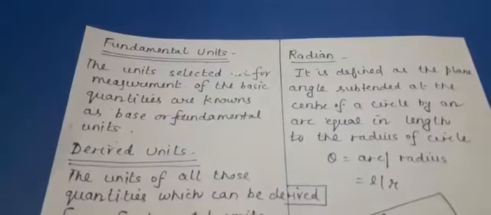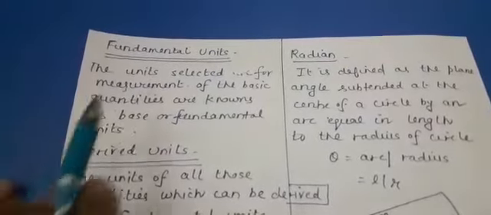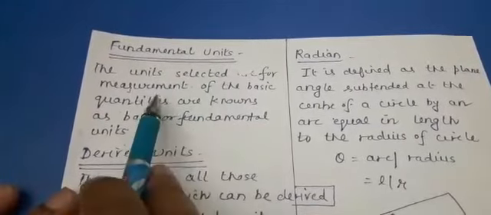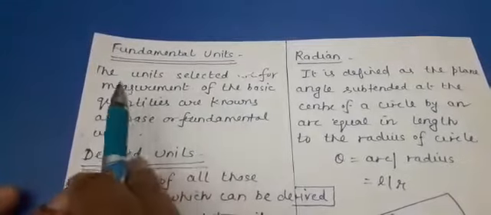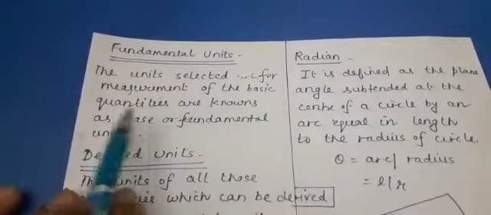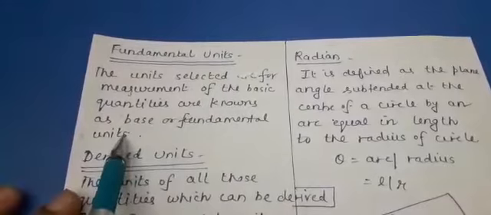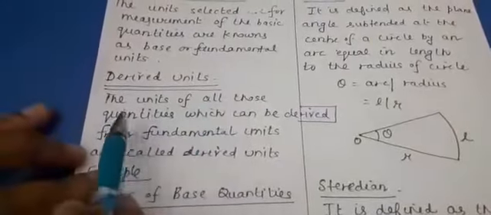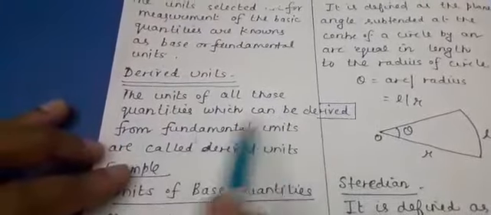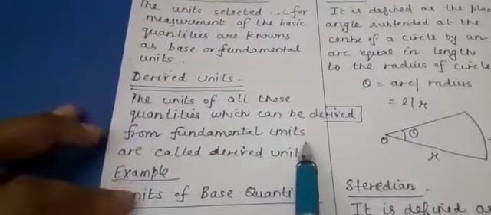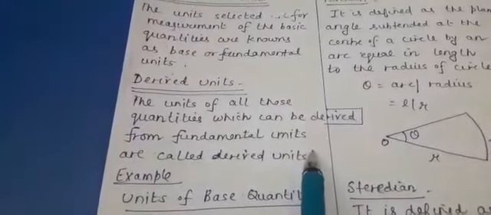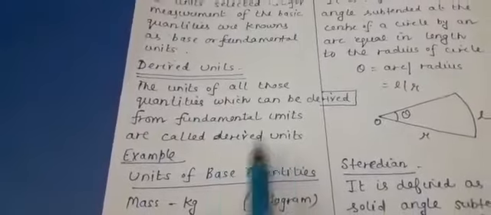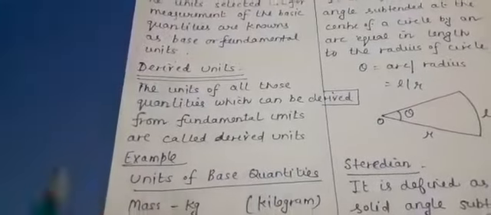Now the units of fundamental and derived quantities. Fundamental units: the units which are used for measurement of basic or fundamental quantities are base or fundamental units. Now derived units: the units which can be derived from fundamental units. That means these are the units of derived physical quantities, obviously obtained from fundamental units. So now these are the 2 kinds of units.